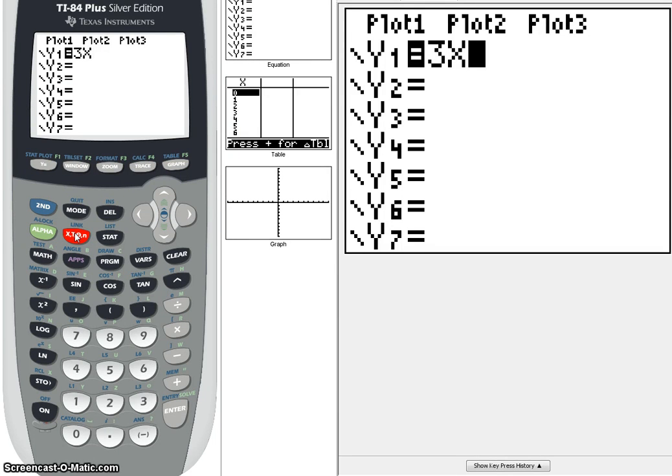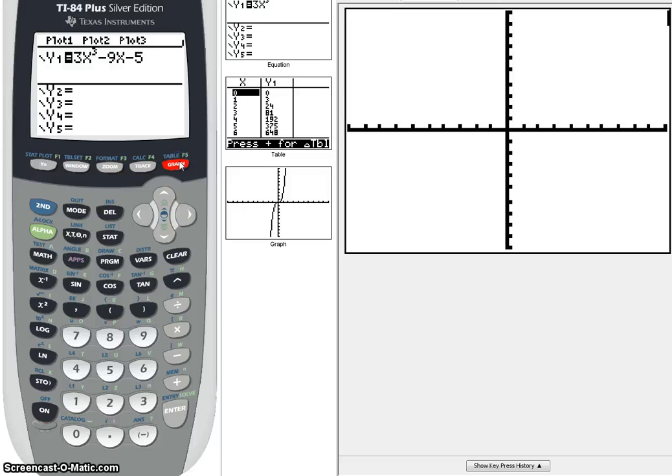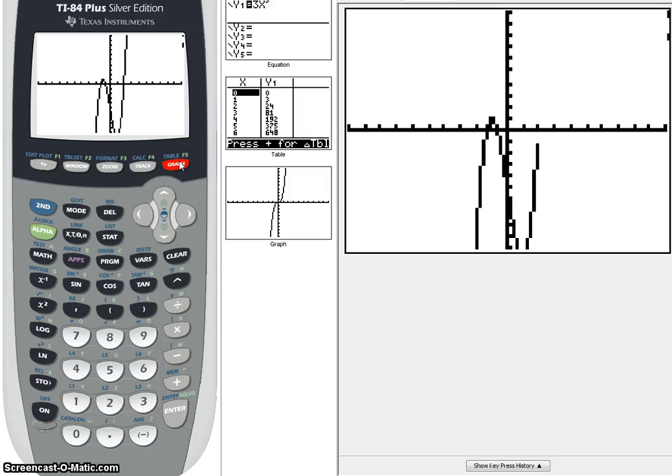So there's my 3x. To the third, I'm going to use my caret here to say to the third. And then I have to hit my over arrow. So that's all I wanted, not like 34th. And then -9, and I have to hit x again there for -9x, and -5. Okay, so I put in my y equals, I want that graphed. So I'm going to click on the graph key now. And we can look and see where it graphs.